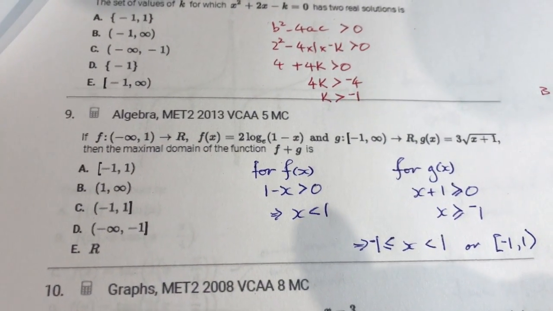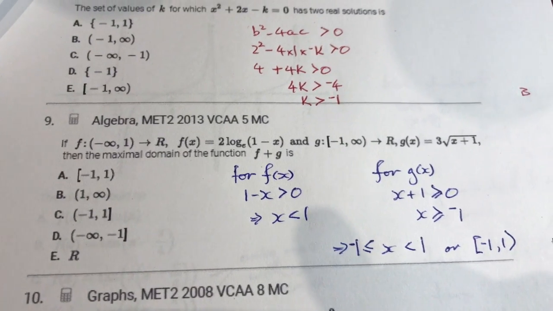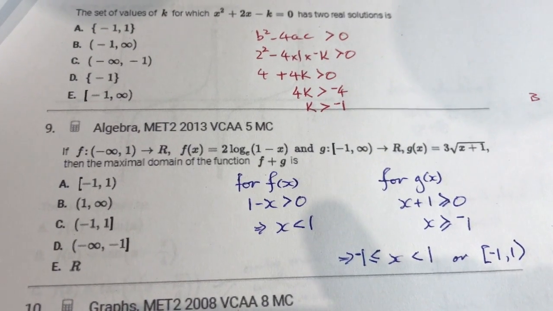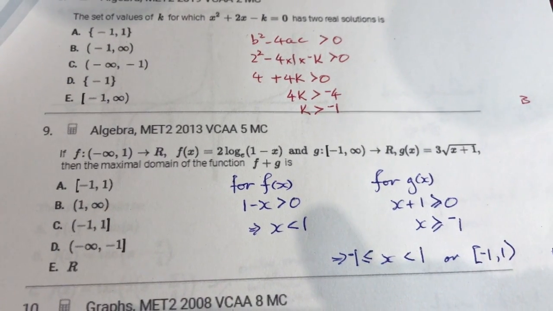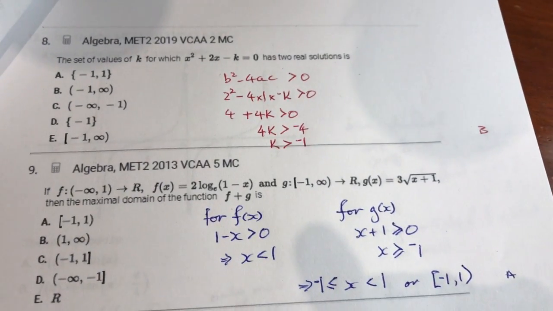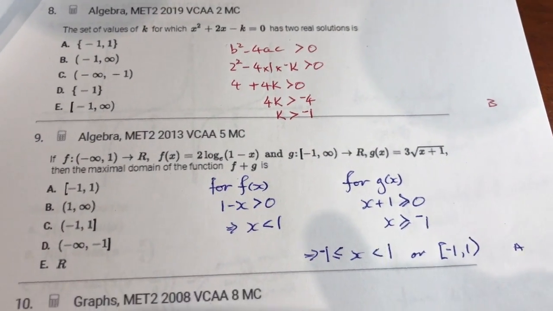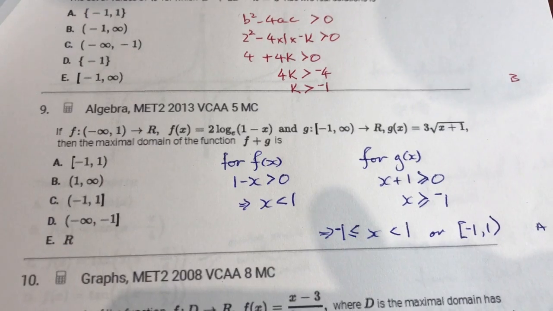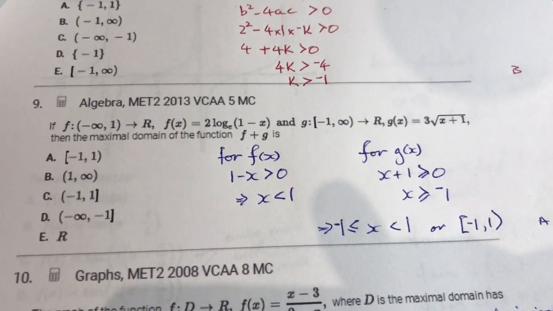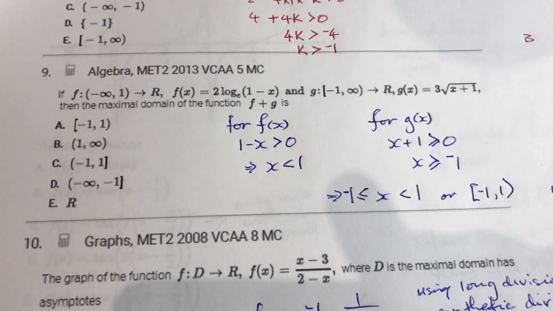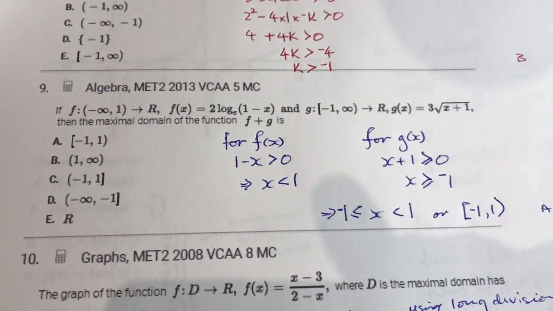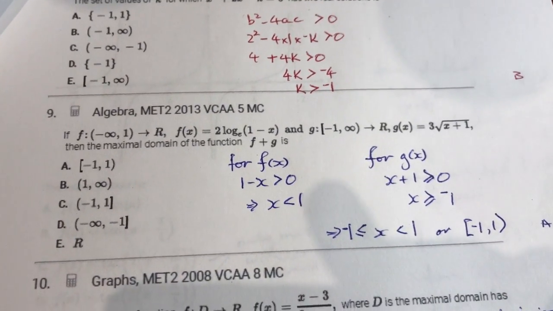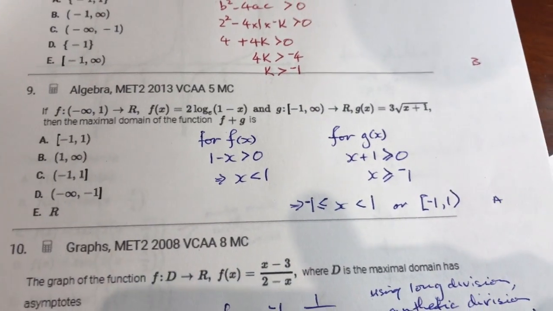Question 9. We've got function f, we've got function g, and we want the maximal domain of the function f plus g. Okay, so for function f, that only exists where x is greater than 1. Function g only exists where x is greater than or equal to -1. And so for the combined function to exist, both of those conditions have to be met. In other words, A.